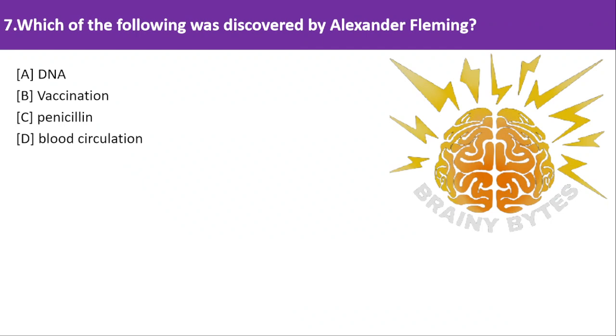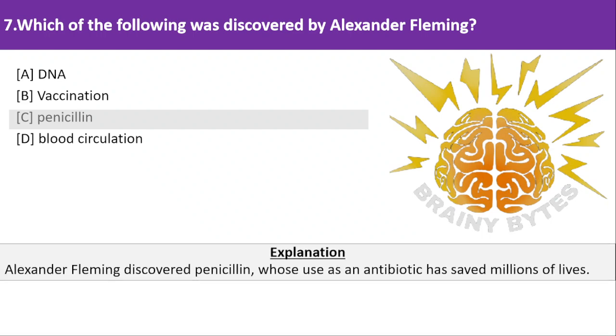Question number 7. Which of the following was discovered by Alexander Fleming? Options are A. DNA, B. Vaccination, C. Penicillin, D. Blood circulation. Correct answer is option C. Penicillin. Alexander Fleming discovered penicillin, whose use as an antibiotic has saved millions of lives.